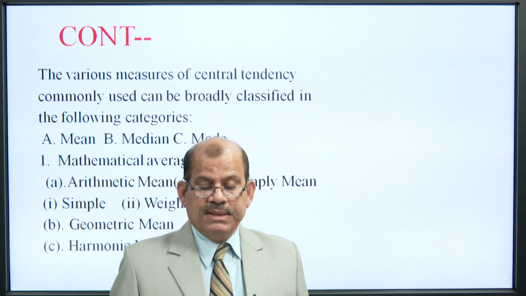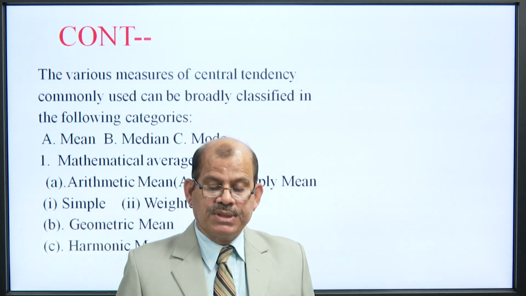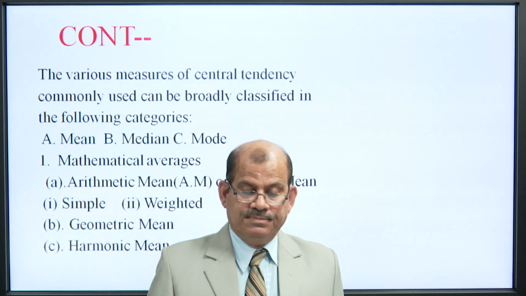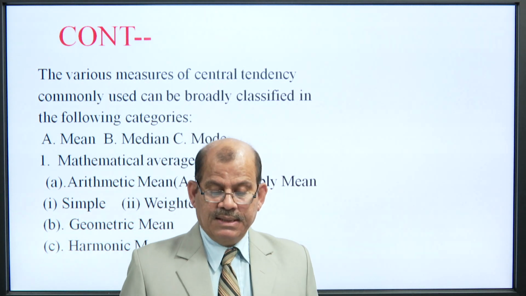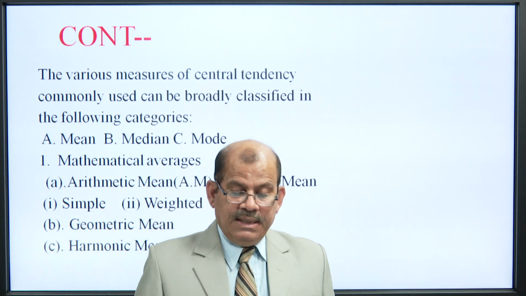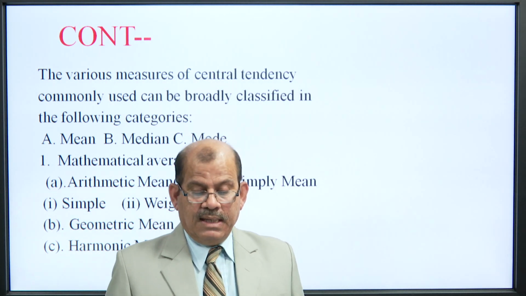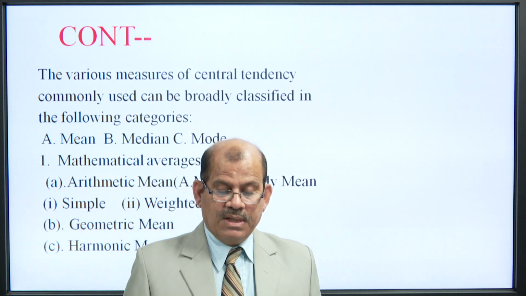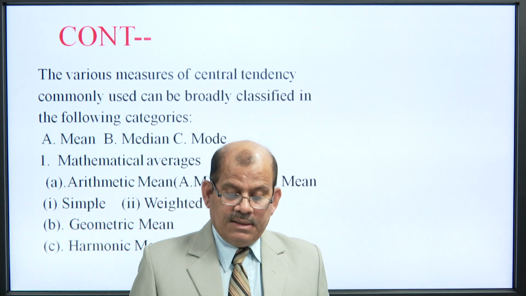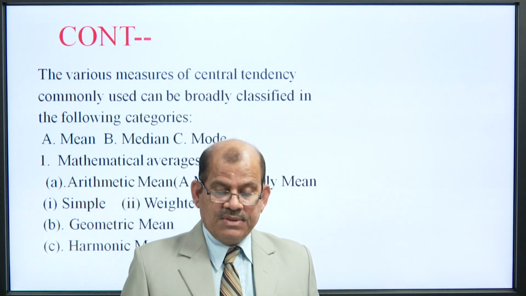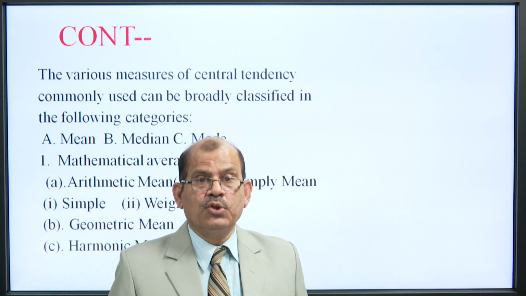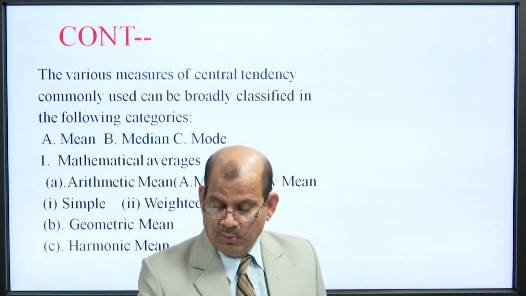The various measures of central tendency commonly used can be broadly classified into the following categories: first mean, second median, and third mode. Mean is also called mathematical averages. First, arithmetic mean or simply mean. Arithmetic mean is classified into two ways: simple and weighted. Second, geometrical mean, and third, harmonic mean.